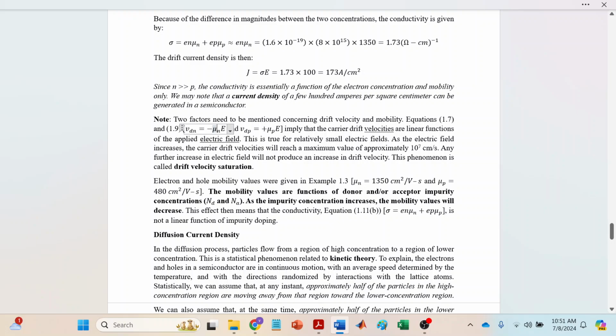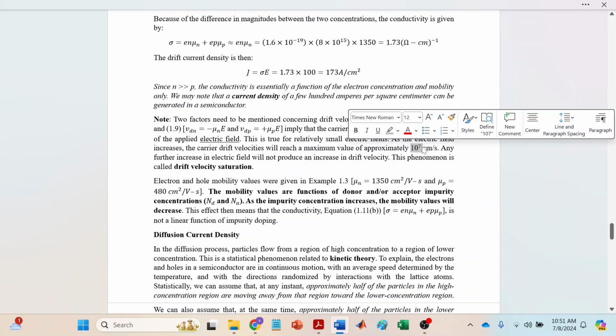But in practice, this equation is only true where the electric field is small, because when the velocity reaches a maximum value of 10 raised to power 7, any further increase in electric field will not produce an increase in velocity. So it saturates at this velocity. So this phenomenon is called drift velocity saturation.